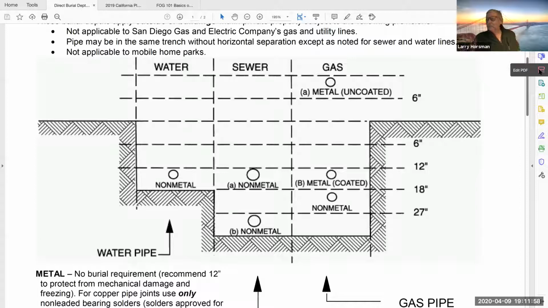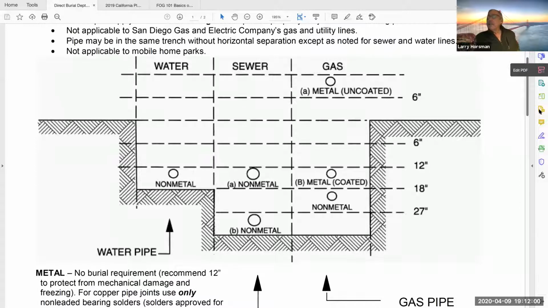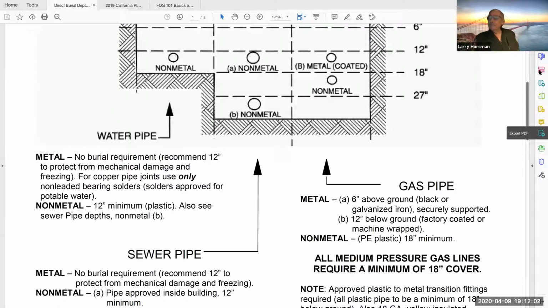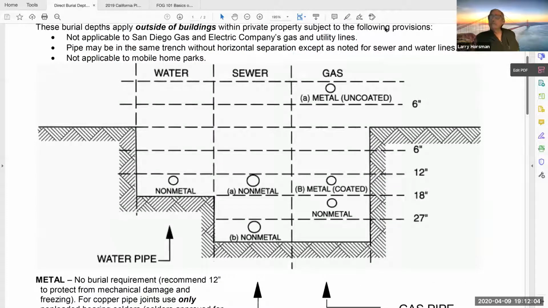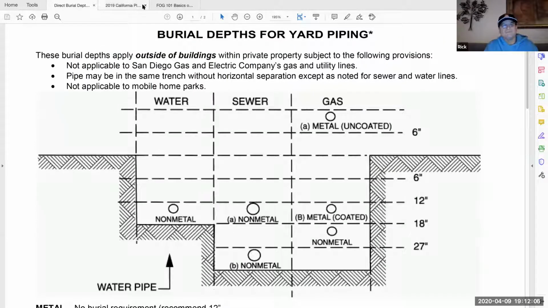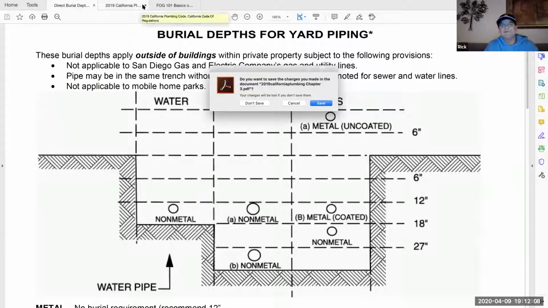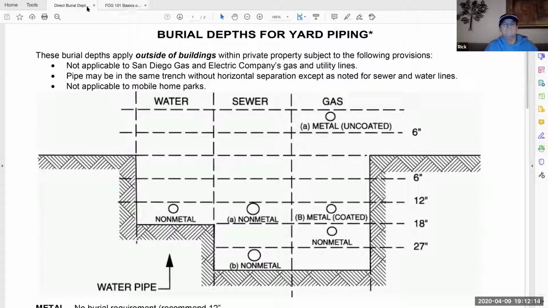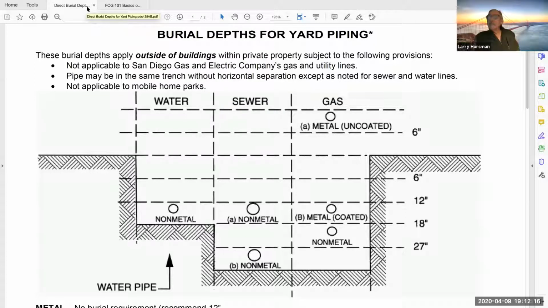So if I haven't sent this to you, I will. Yeah, that'd be good, send that out. We want to save the changes. Absolutely. Yeah, well, I got rid of that, so we don't have it.